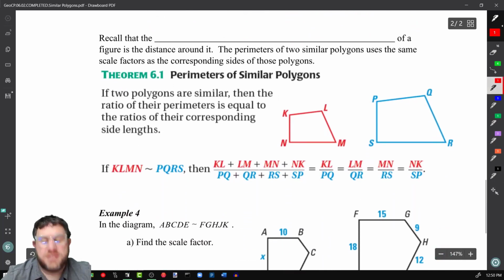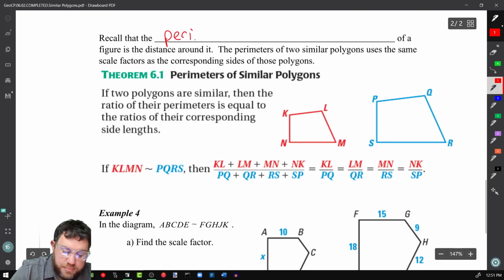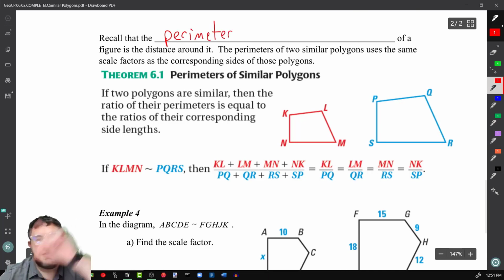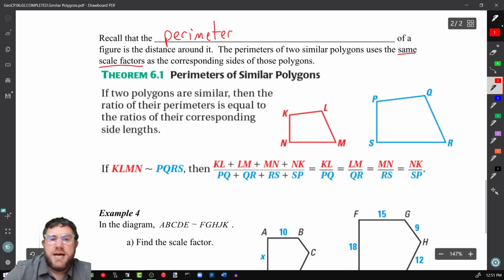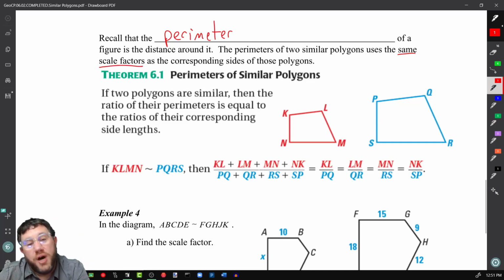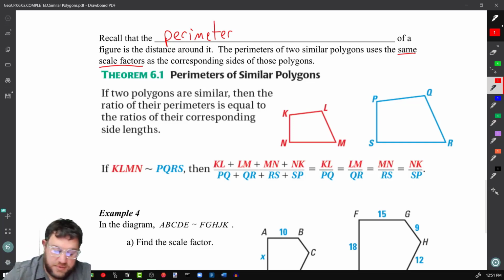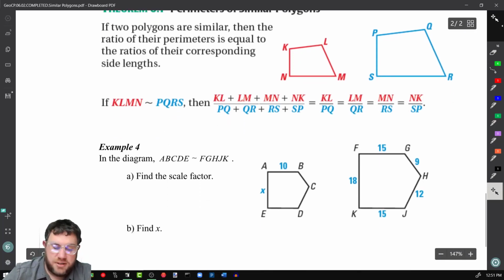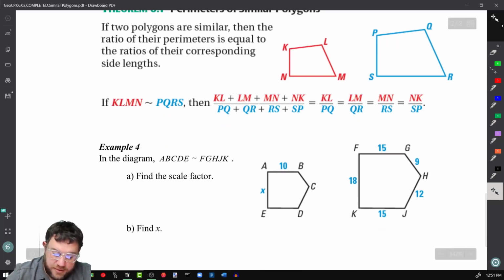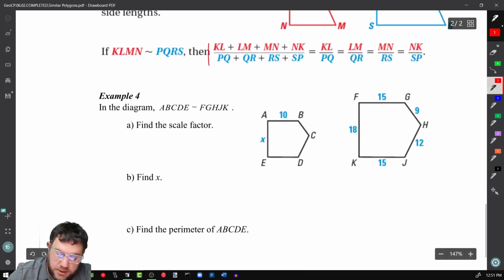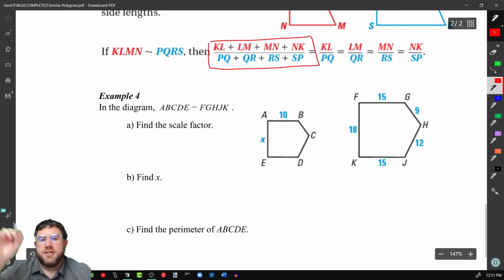Now, one other thing about similar polygons. Remember that the perimeter of a polygon is the distance all the way around it. The perimeters of two similar polygons use the same scale factor as the sides did. So if you know the perimeter of one figure, you can find the perimeter of a similar figure if you know the scale factor. So the two polygons have a similar, or proportional, perimeter. In this statement right here, that's the perimeter because it's all the sides added together.